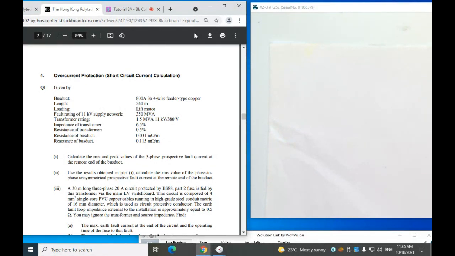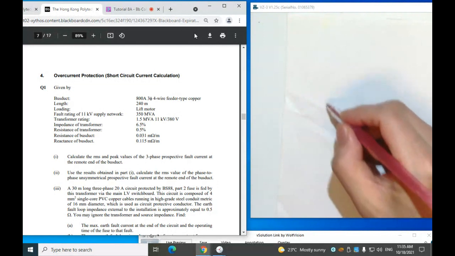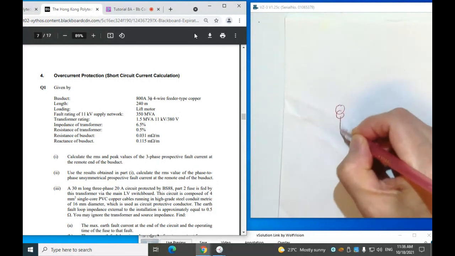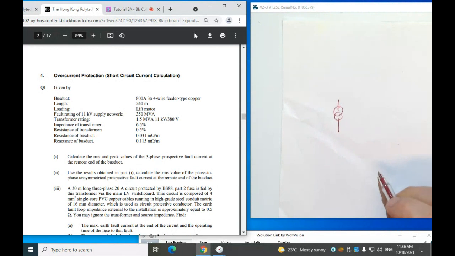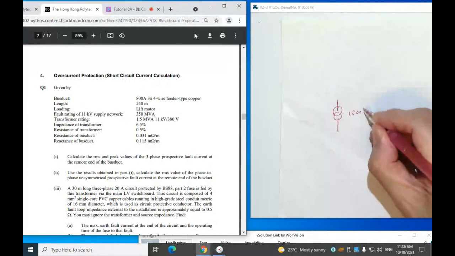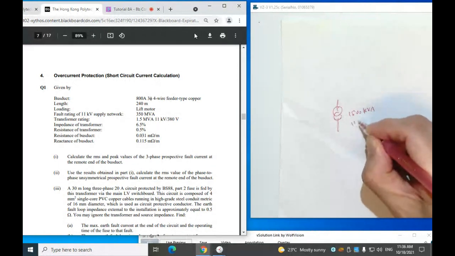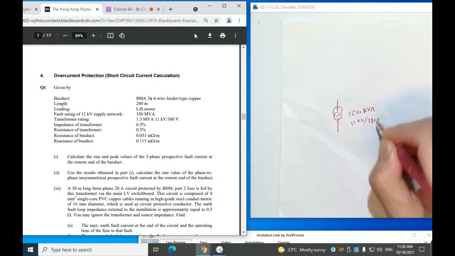We have some information about the installation. We start from the transformer, so let me draw a simple schematic for better understanding. The information about the transformer is given. This is a 1.5 MVA or 1,500 kVA transformer, 11 kV over 380 volts.